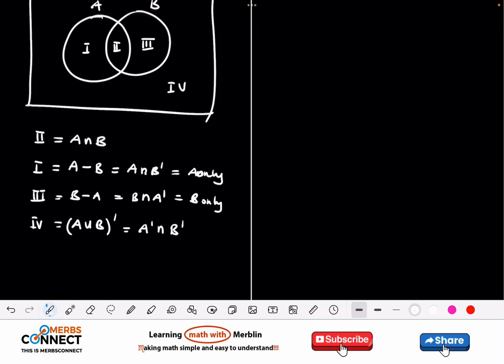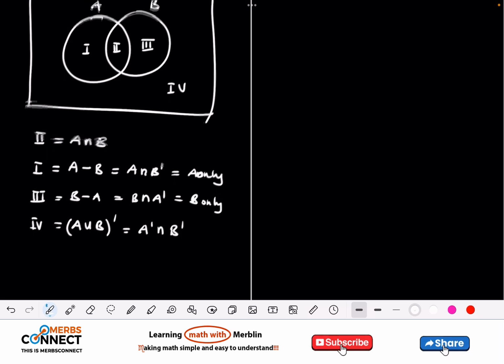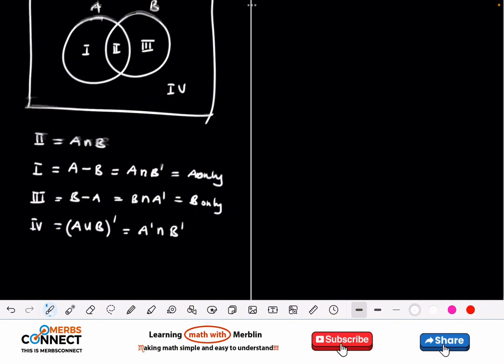What will be A prime? A prime will be B only, and B prime will be A only. So when you find the intersection, there is no intersection, so it will be just outside. That is the idea of how we can write this.